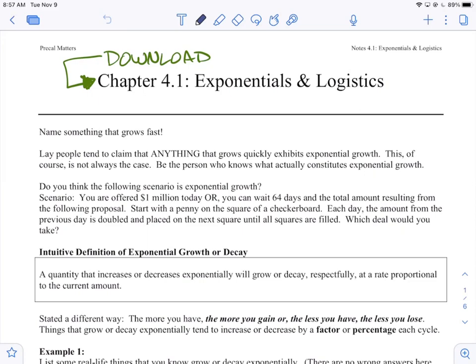Chapter 4 is all about exponential functions and logarithmic functions. And I believe in algebra 2, you kind of got an experience with both of them, right?